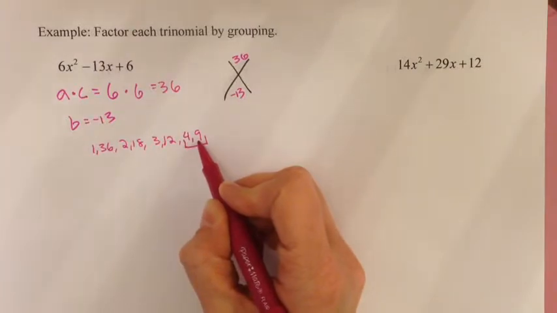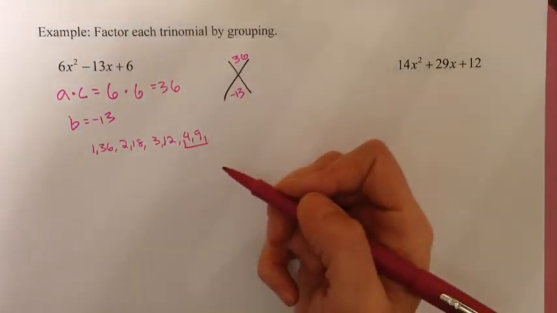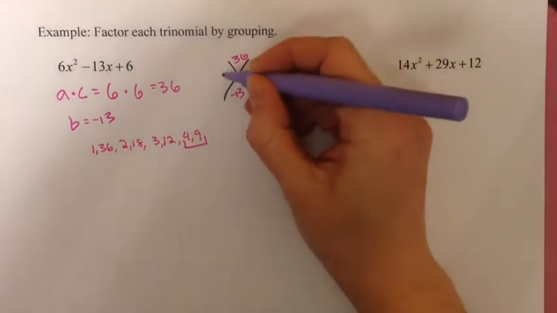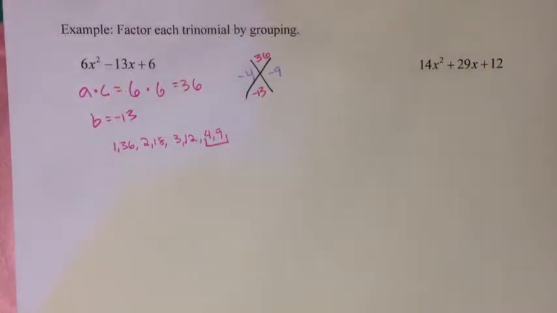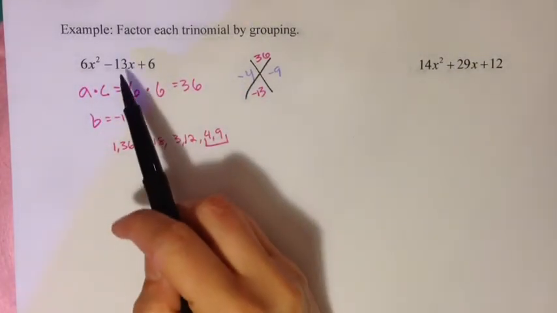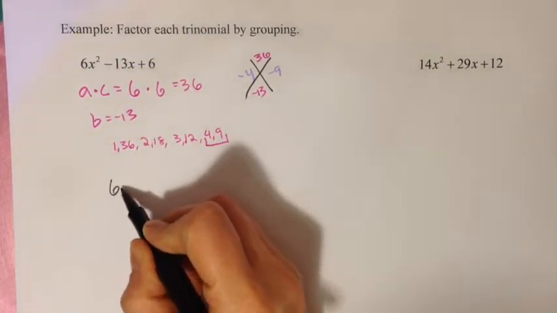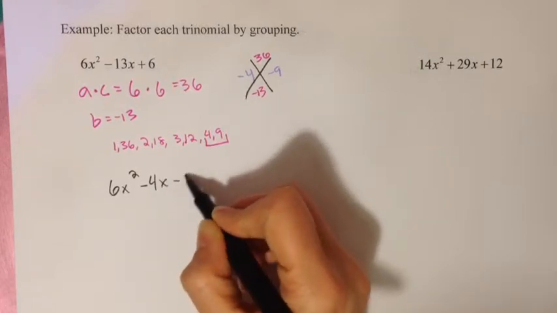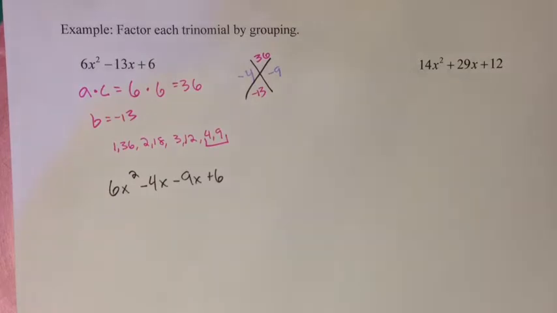Negative 4 and negative 9 multiply together to be positive 36, but they add together to be negative 13. That looks like our magic numbers, negative 4 and negative 9. Now that we have those two numbers, we can use them to uncombine the middle term of our trinomial here, rewriting it as 6x squared minus 4x minus 9x plus 6. Now we're going to factor by grouping.